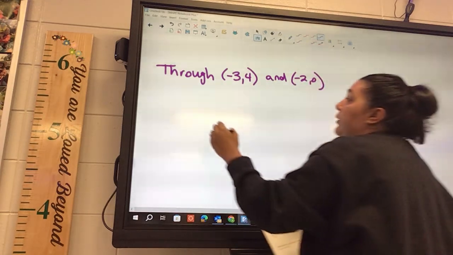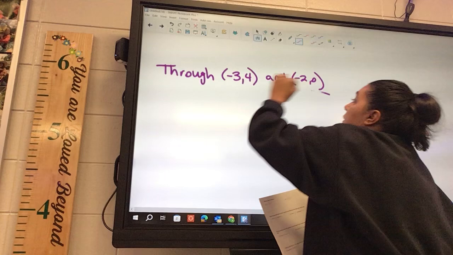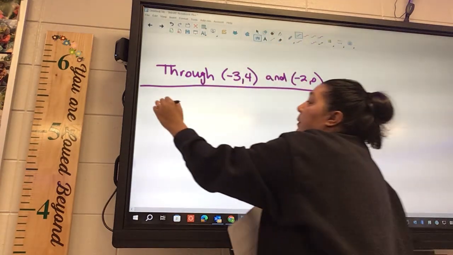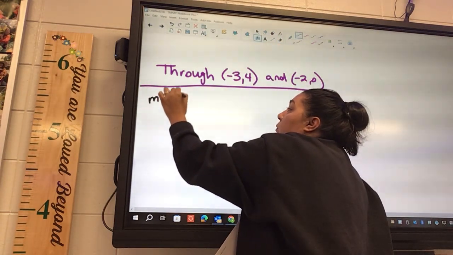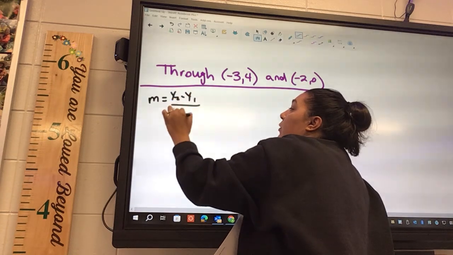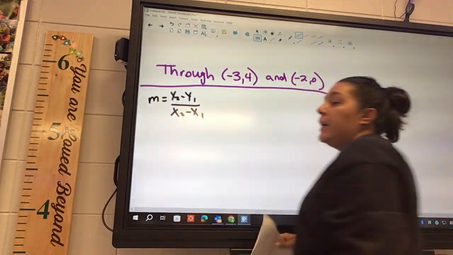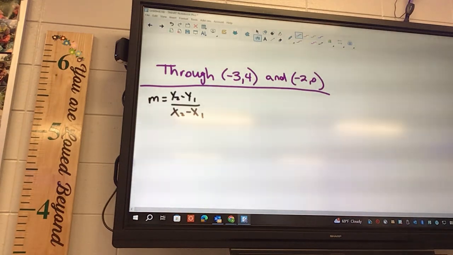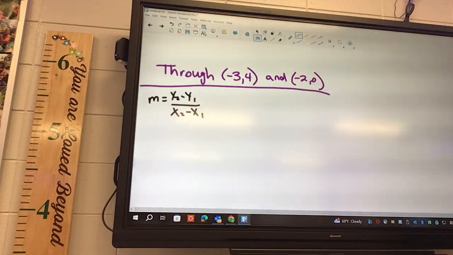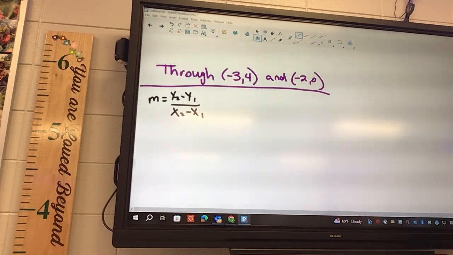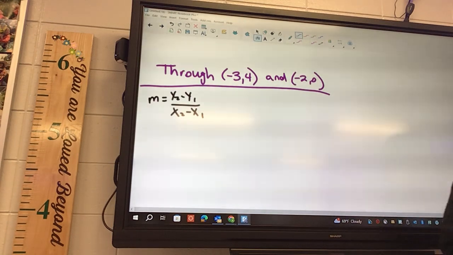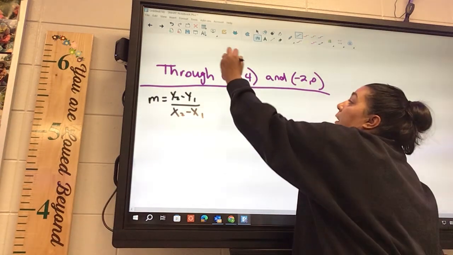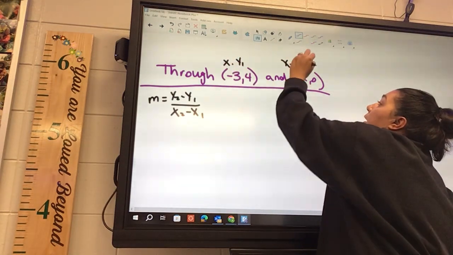Okay, our very first formula is going to be m equals y2 minus y1 over x2 minus x1. Okay, so write that on your paper so that way you know that's the first formula that you need to use. I would write it right here, because you're going to use the first formula and then you're going to use the second formula. But you can write it wherever, but you're going to need this formula plus one more.